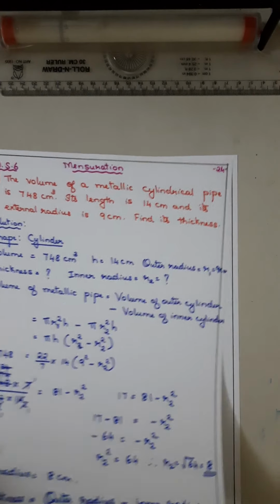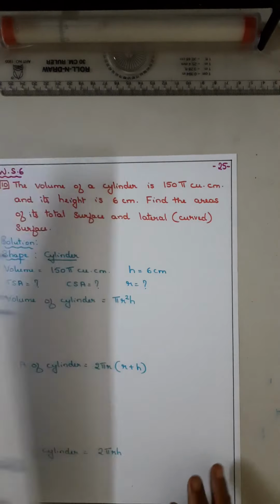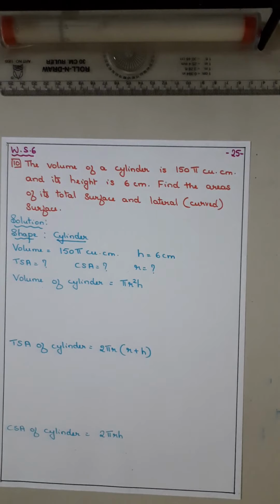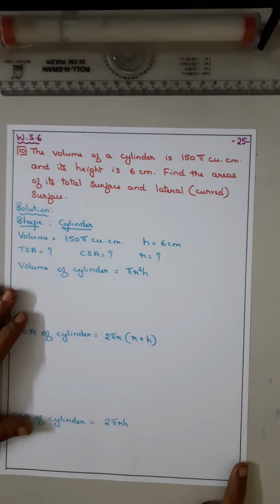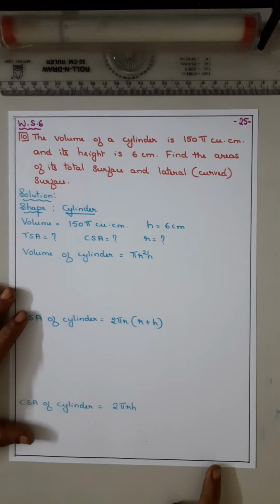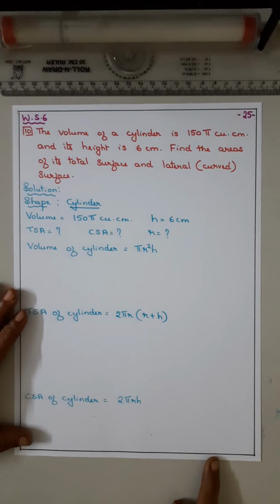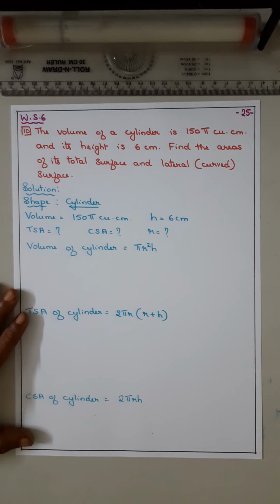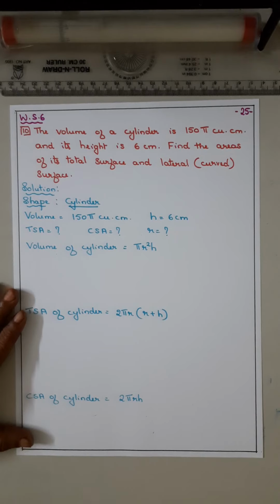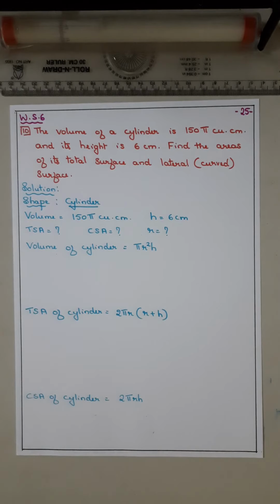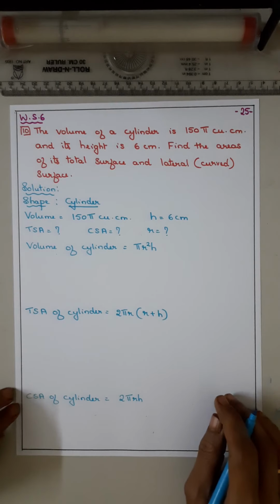Now coming to question number 10 of worksheet 6. The volume of a cylinder is 150 pi cubic centimeter and its height is 6 centimeter. Find the areas of its total surface and lateral, that is the curved surface. That means TSA and CSA. So that was the area type question, right? So first write the solution, shape. What is the shape? That is the cylinder.